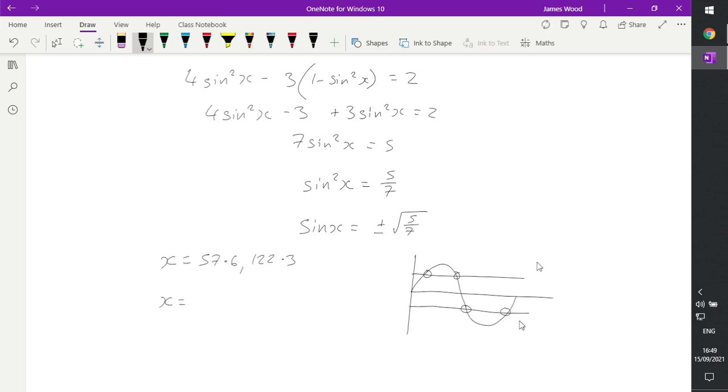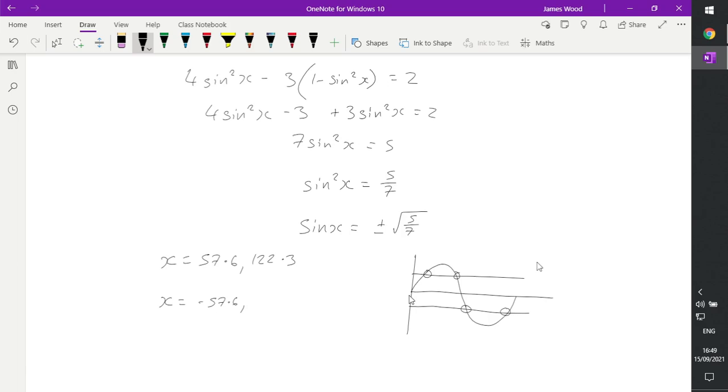Now we'll deal with the negative ones. So I'm going to do inverse sine of minus root 5 over 7. And that's giving me minus 57.6. I'm just going to write that down. That's not a solution for us because we want them between 0 and 360, but let's apply the rules.